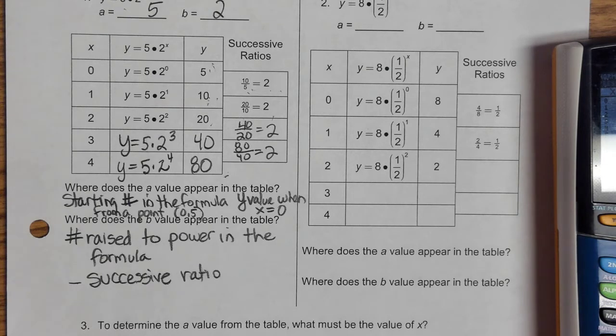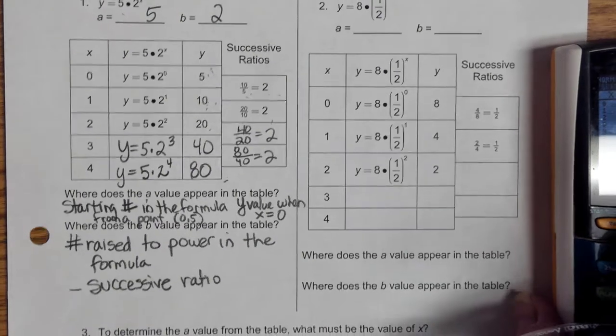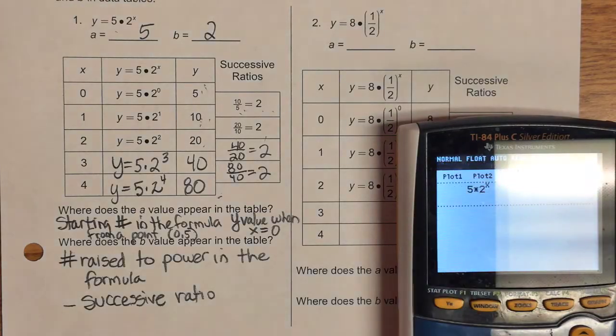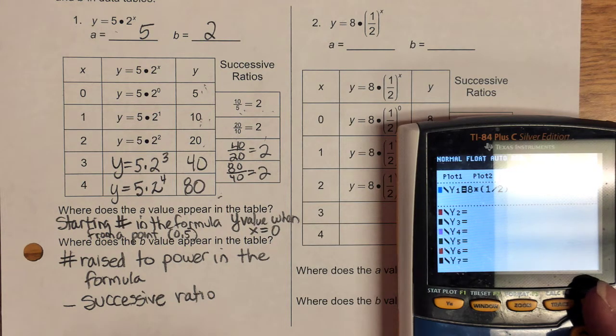Okay, so let's do this next one. This is where y equals 8 times 1/2 to the power of x. So we're going to go back to y equals. We're going to clear that out, and we're going to do 8 times parentheses 1 divided by 2 parentheses to the power of x. And let's graph that and see what that looks like.